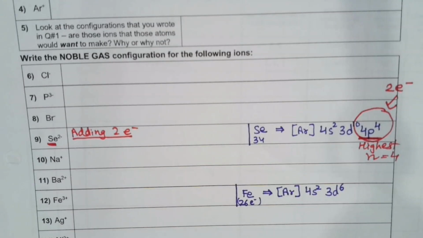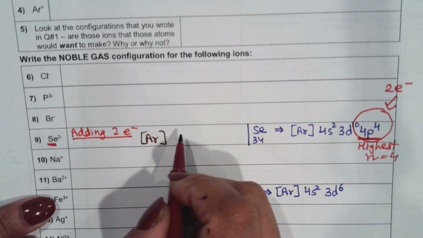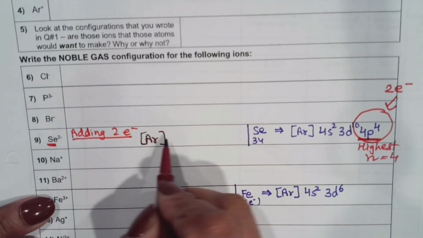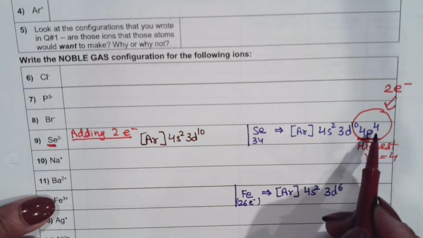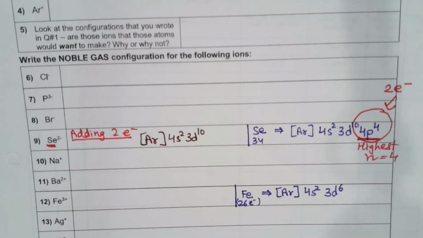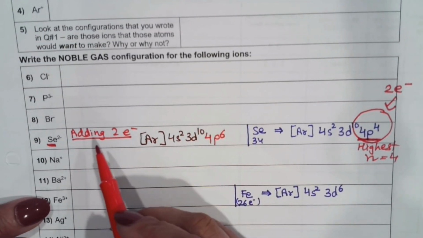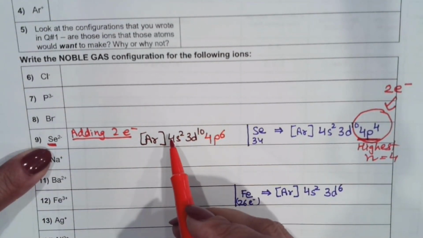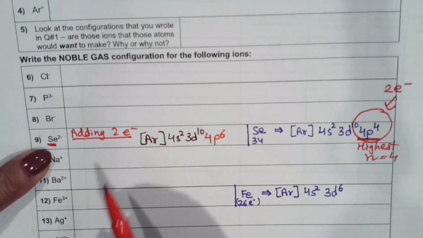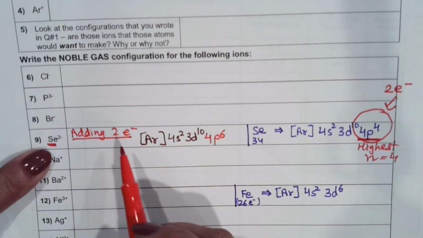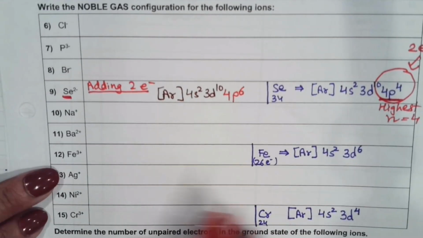Now the configuration becomes, I'm still going to write the noble gas configuration. It's argon, then we have 4s2, 3d10, and now since we added 2 electrons to the 4p, the configuration becomes 4p6. So when you are making an anion, you add electrons to the highest value of n. When you are making a cation, which is formed by losing electrons, you take away the electrons in the highest s or n. So let's do another example.